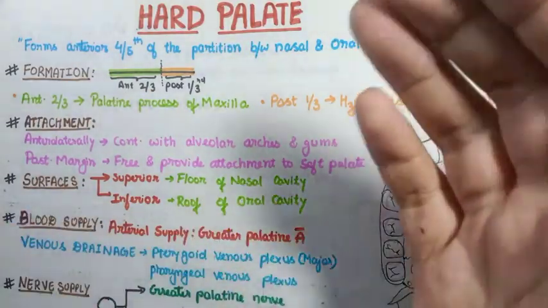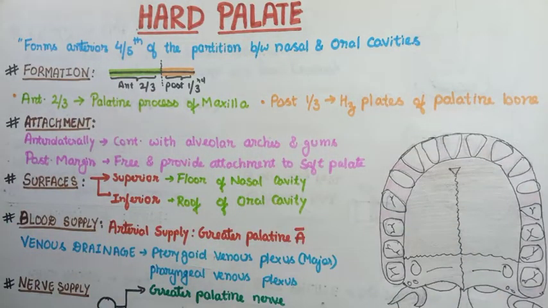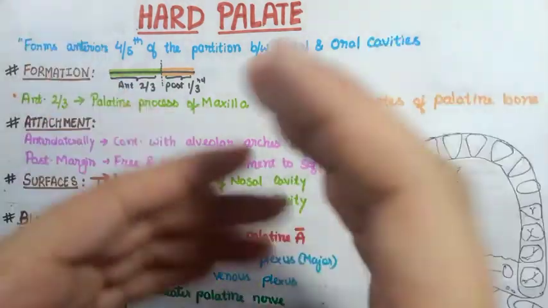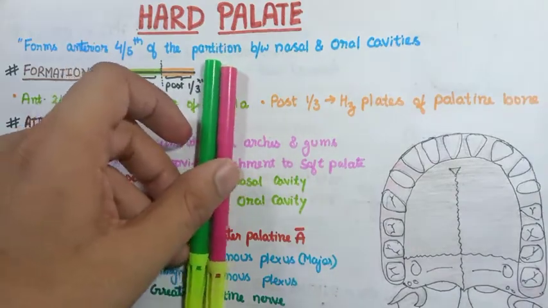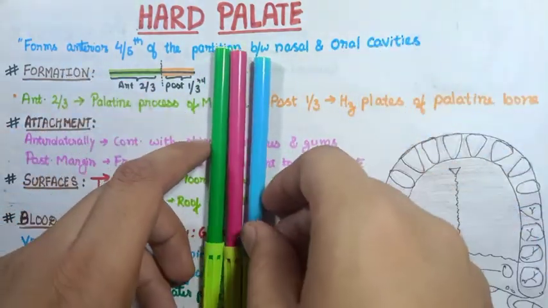I am Ashish and this video will talk about the anatomy of the hard palate. Hard palate forms the anterior surface of the partition between the nasal and the oral cavities. This basis I have already discussed in the previous video. So let's start with just a simple introduction, then we'll proceed with the different subheadings in this case.